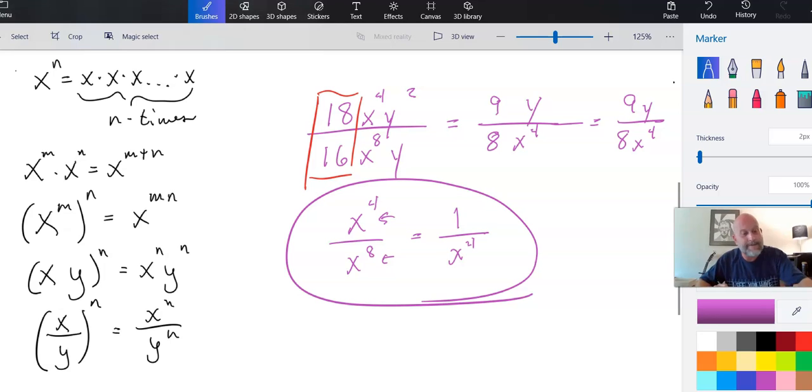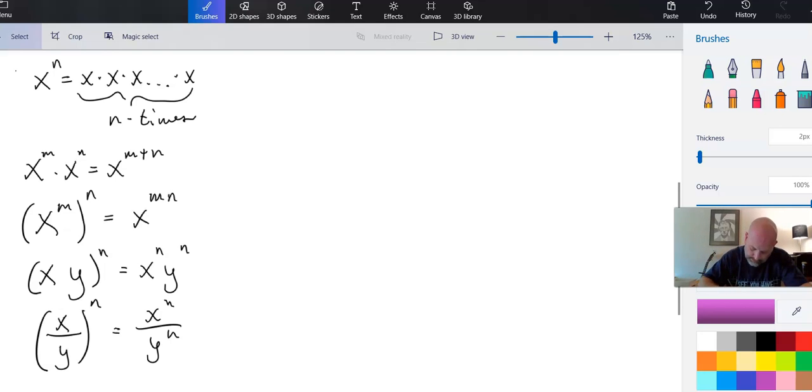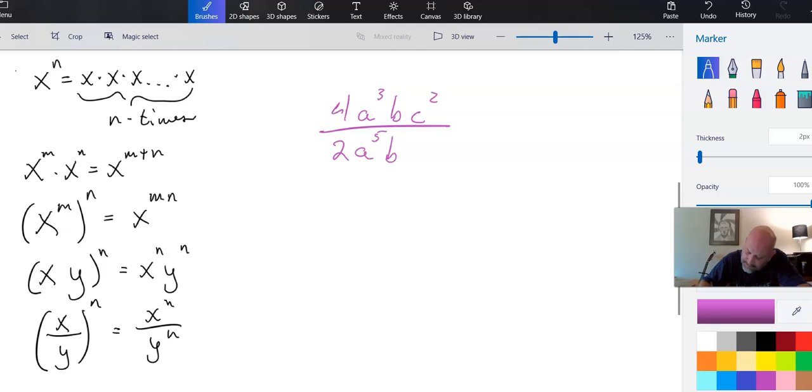All right. So let's take a look at the next one here. We'll do one more. Okay, let's switch back to the pen. So now let's take a look at this one. Let's say I have 4a to the third b c squared over 2a to the fifth b squared c.